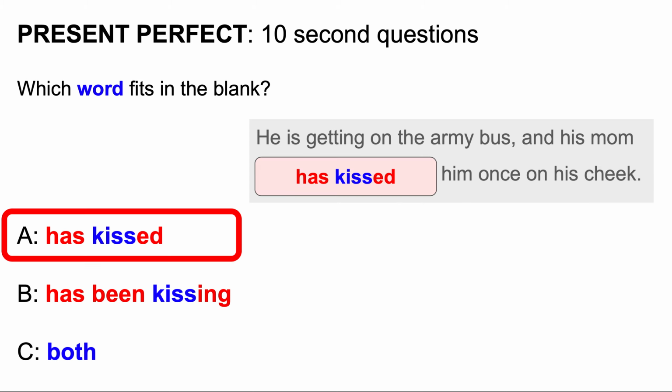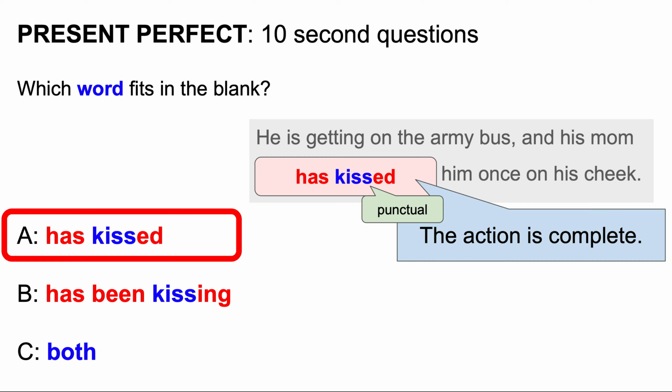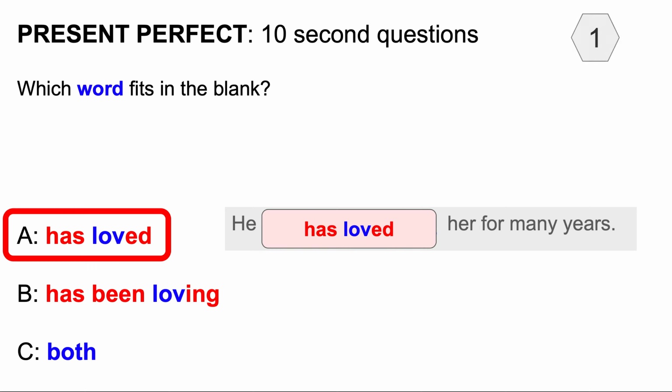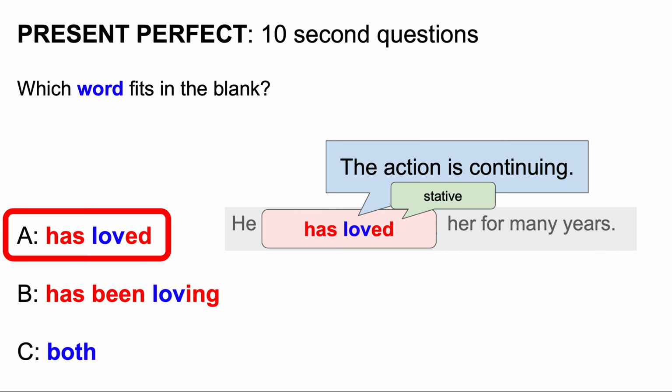He is getting on the army bus, and his mom has kissed him once on his cheek. Kiss is a punctual verb. The action is complete, and we use the present perfect because it occurs only once. Next. He has loved her for many years. The action is continuing, but since it's a stative verb, we can only use the present perfect. Next.